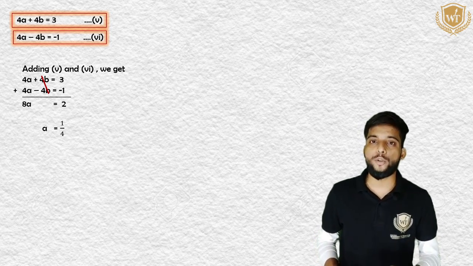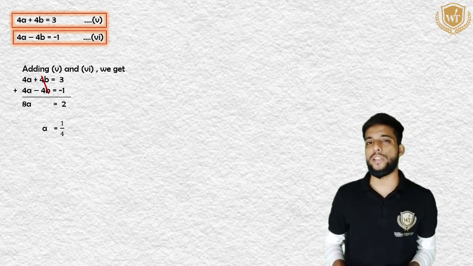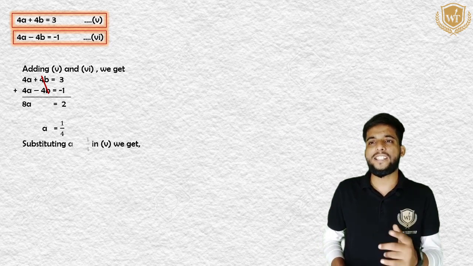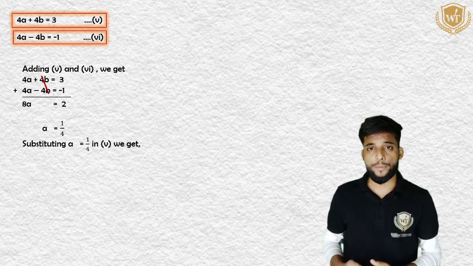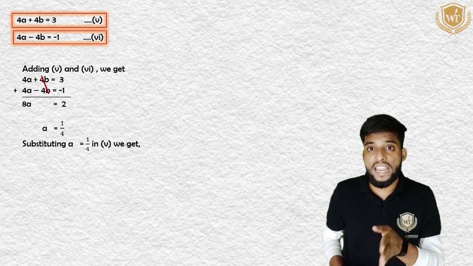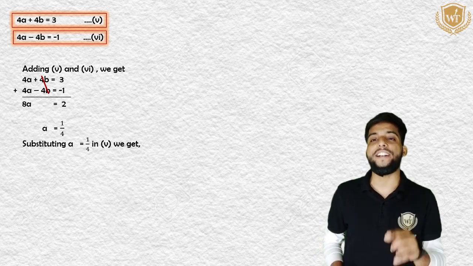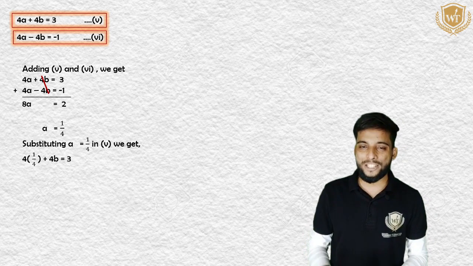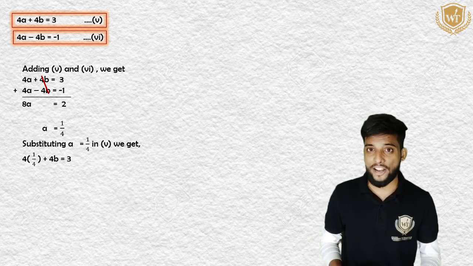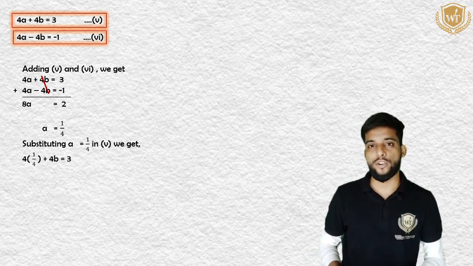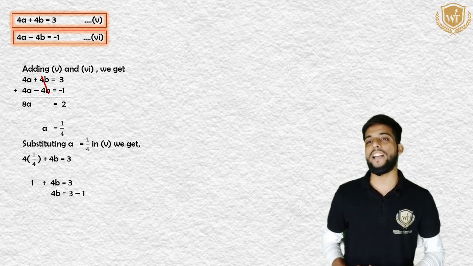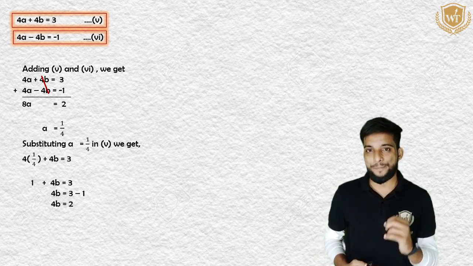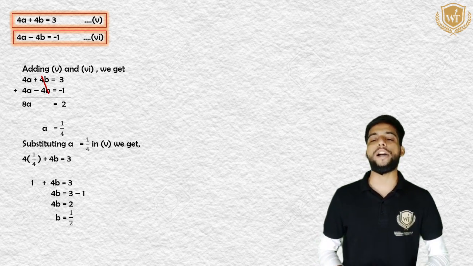Now let us substitute this value of a in any one of the above equations. Let us substitute in equation number 5. So we have 4a plus 4b is 3, right? So 4a will become 4 into 1 by 4 plus 4b is 3 because the value of a is 1 by 4. 4 and 4 cancel out. 1 plus 4b will be 3. So the value of 4b will be 2 and the value of b we are going to get as 1 by 2.